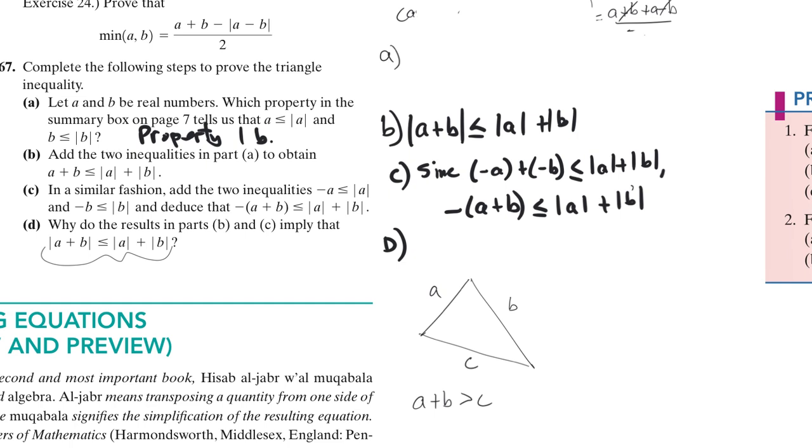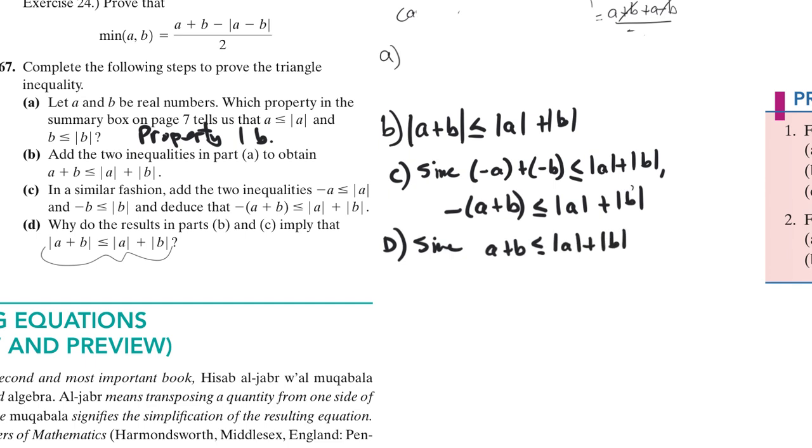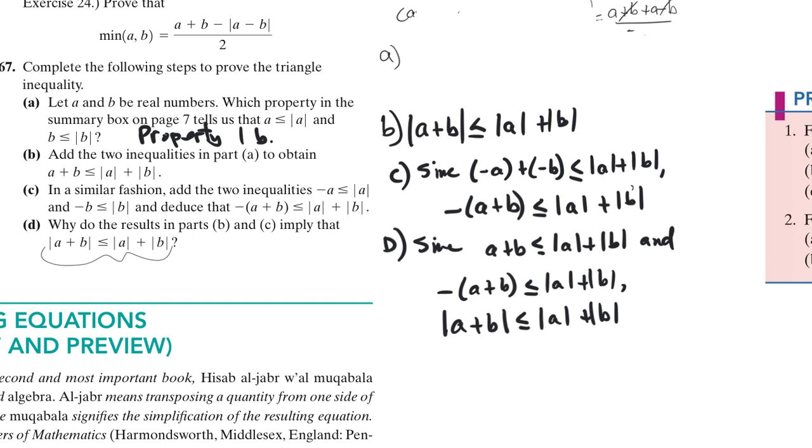So, okay, let me erase this a little bit here. Give myself a little bit of room. And we would say that since we have A plus B is less than or equal to the absolute value of A plus the absolute value of B, okay, our statement, and we know that the opposite of A plus B is less than or equal to the absolute value of A plus the absolute value of B, including the other statement we have, the absolute value of A plus B is less than or equal to the absolute value of A plus the absolute value of B. Okay.